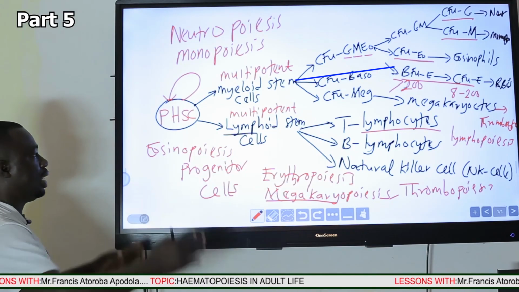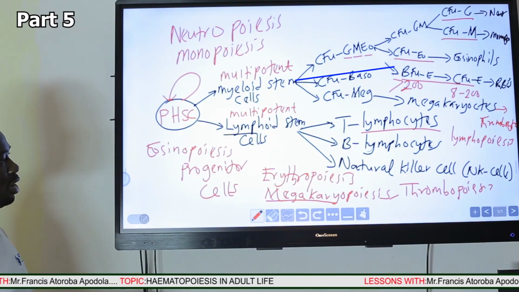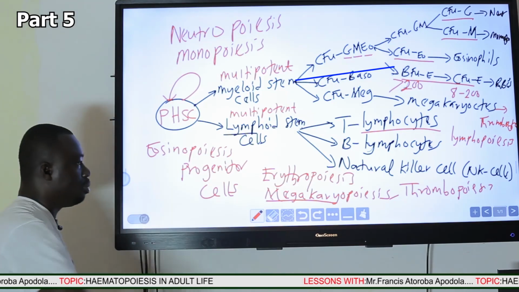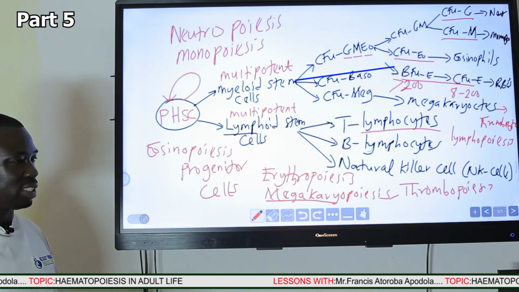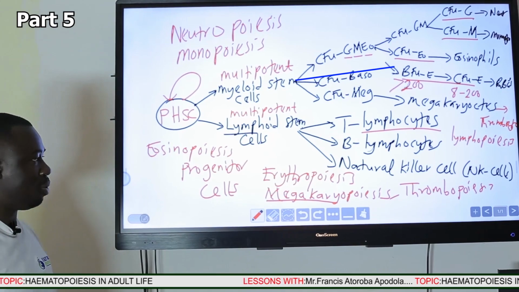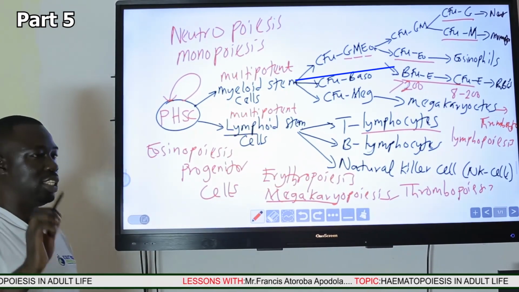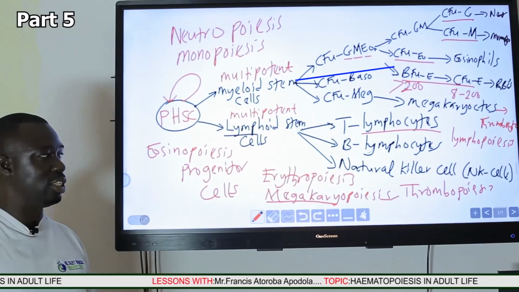So basically this is a tree diagram that refers to the various types of hematopoiesis that will arise from the pluripotent hematopoietic stem cell. In our subsequent lecture, we shall be looking at erythropoiesis. So we shall take erythropoiesis and delve into it in detail.